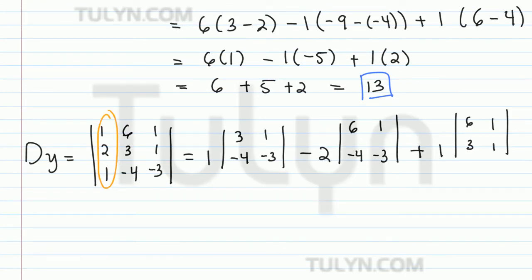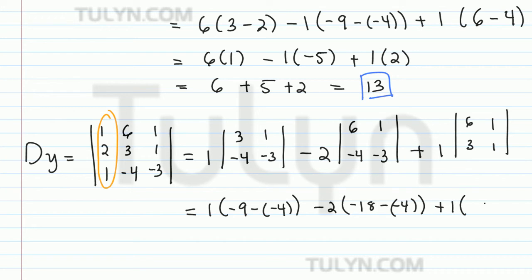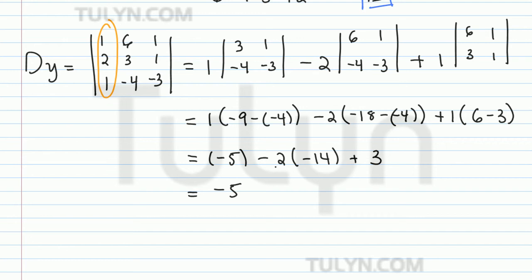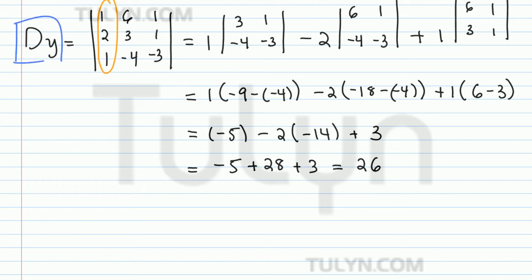So, simplifying, we get 1 times negative 9 minus negative 4, minus 2 times negative 18 minus negative 4, and then plus 1 times 6 minus 3. Here we get negative 9 minus negative 4, which is going to give us negative 5, minus 2 times negative 18 plus 4, which is negative 14, and then finally 6 minus 3, which is 3. So we have minus 5 minus 2 times negative 14, so that's plus 28, and then plus 3. So that simplifies to 26, right? Yes. So now we have dy, which is 26.